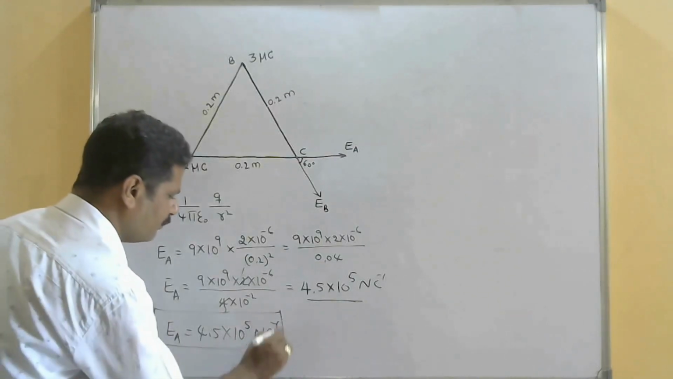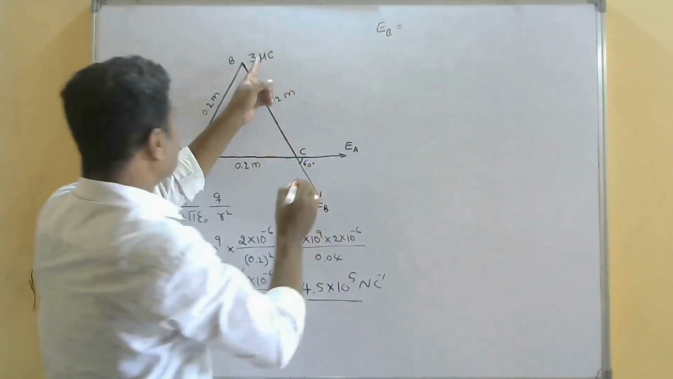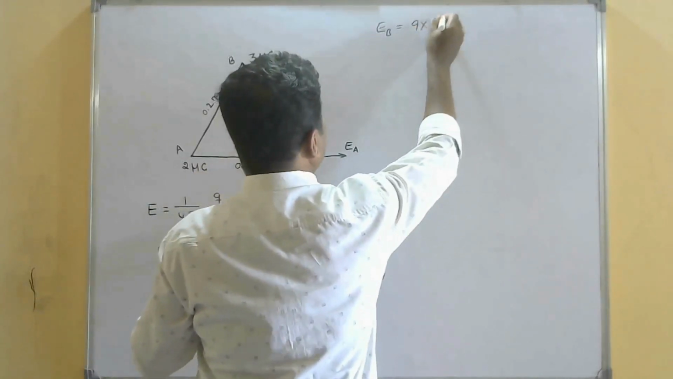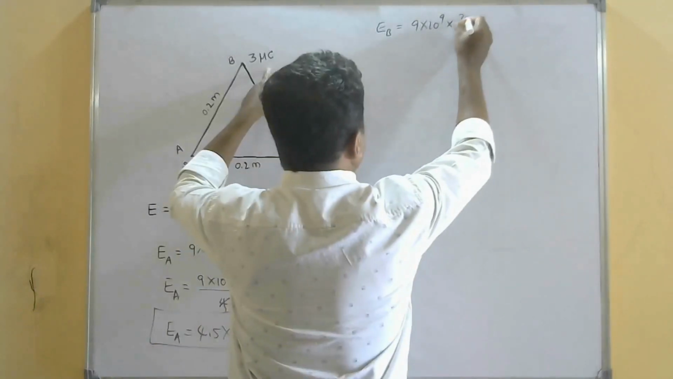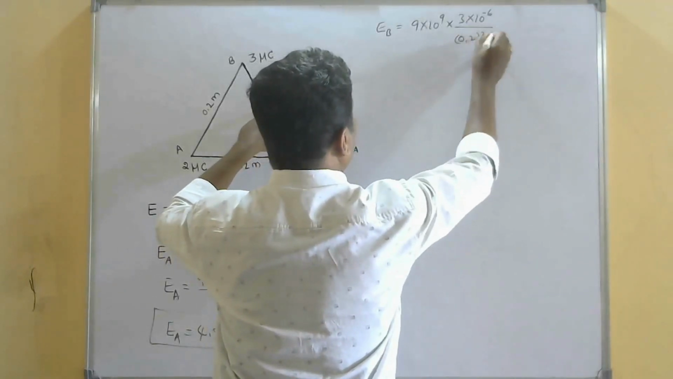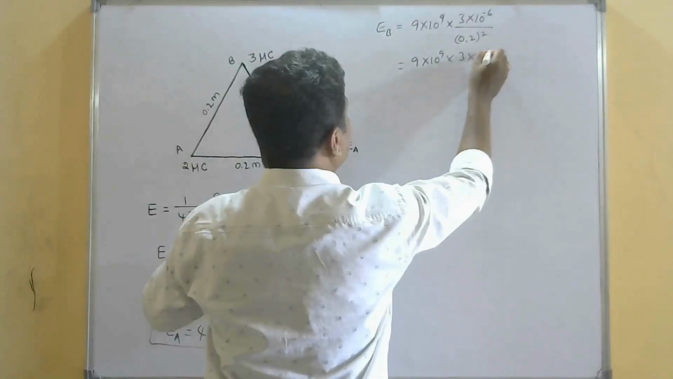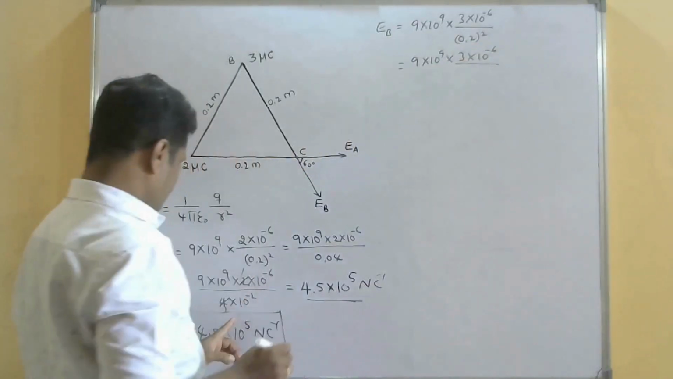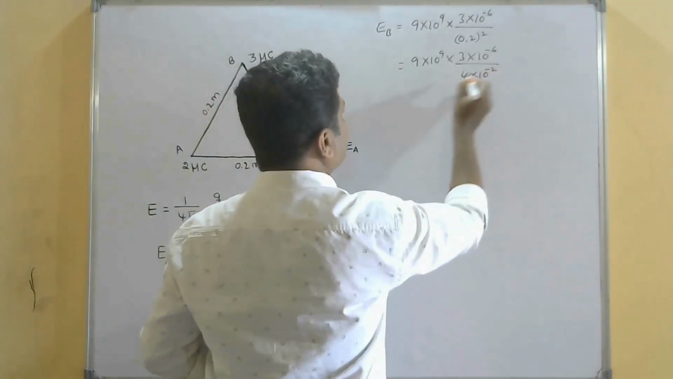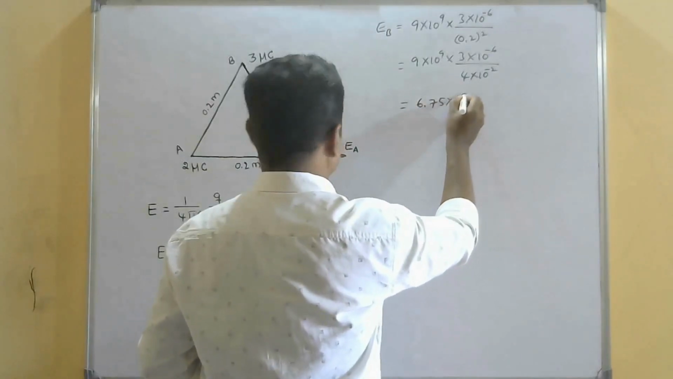In the same manner, we can find out EB, and EB is equal to the electric field due to the charge 3 microcoulomb which is placed at B. So here 1 by 4 pi epsilon naught value is 9 times 10 raised to 9, and Q value is 3 times 10 raised to minus 6 divided by 0.2 whole square. 0.2 whole square can be written as 4 into 10 raised to minus 2. So on simplifying, we get 6.75 into 10 raised to 5 Newton per coulomb.